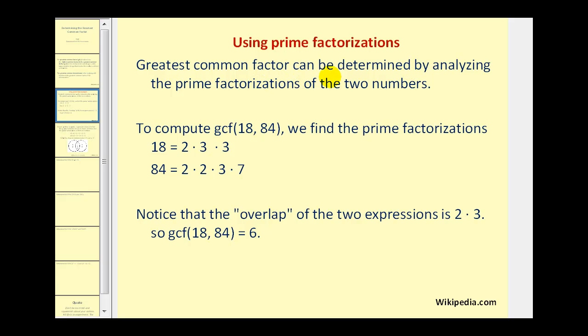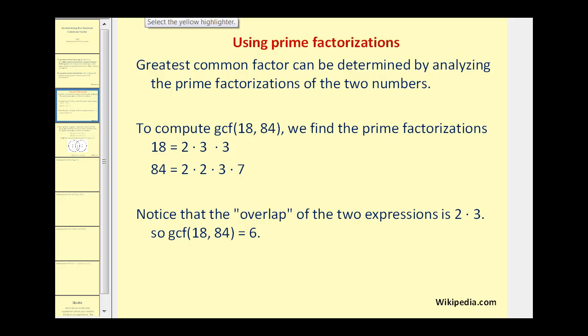Here's an example. If we want to compute the GCF of 18 and 84, we first find the prime factorizations. So 18 is equal to 2 times 3 times 3, and 84 is equal to 2 times 2 times 3 times 7.